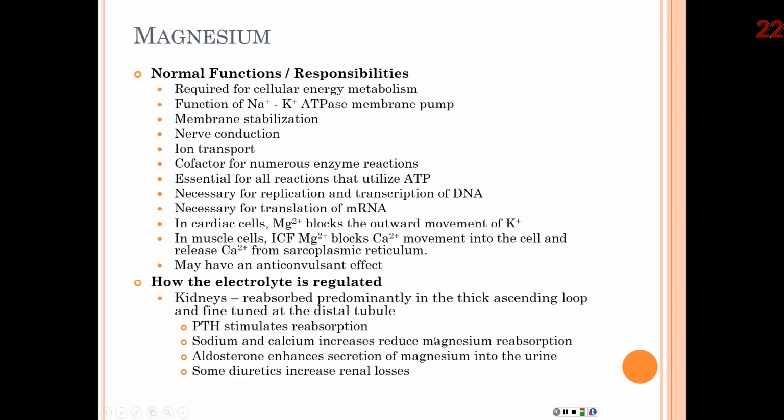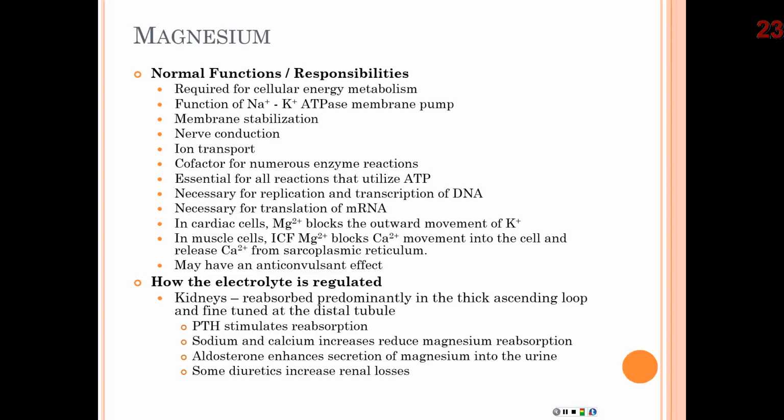So, how's the electrolyte regulated? Kidneys are the primary regulator. Now, PTH is involved here, but really magnesium is more of a regulator of PTH than the other way around. So the kidneys reabsorb predominantly at the thick ascending loop, as it says right there. So the kidneys really have a mechanism to regulate magnesium independent of hormones. Now, PTH stimulates some reabsorption, so it has a little bit of a role there.